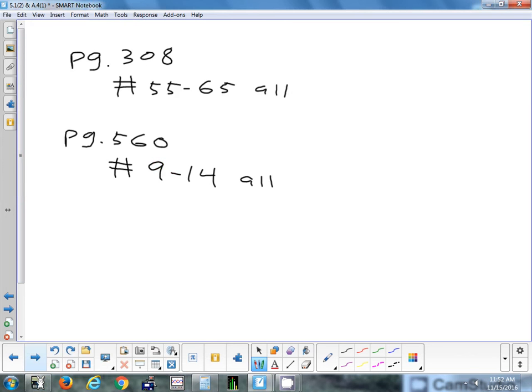Okay, so the homework, the first part is on the polar, converting between rectangular and polar. That's 308, not 208 or 209, but 308. 55 to 65 all. And page 560, 9 to 14 all. That's adding and subtracting.